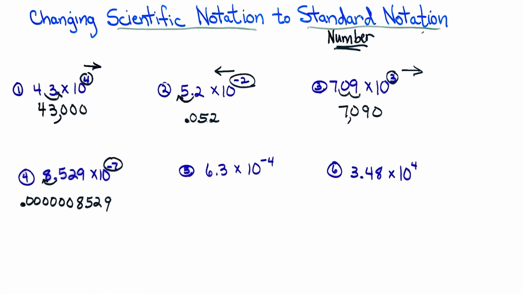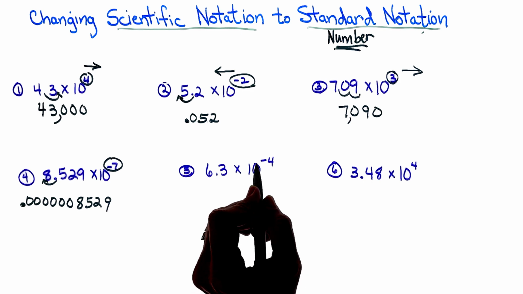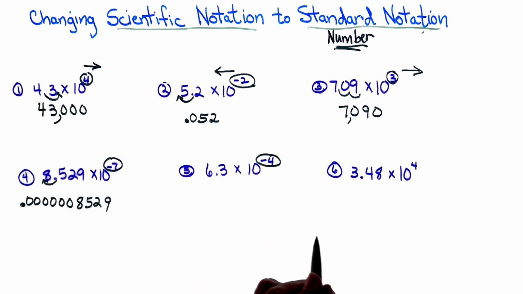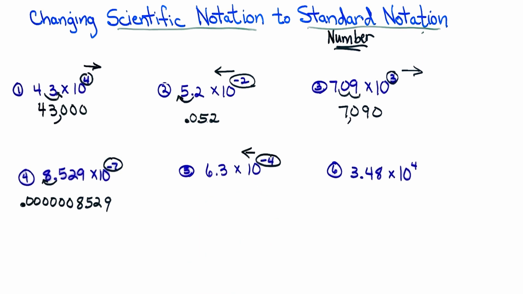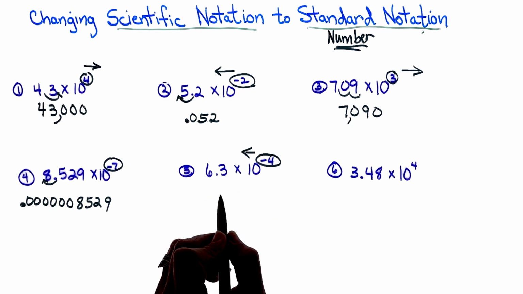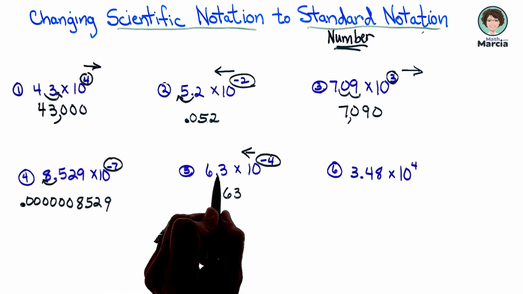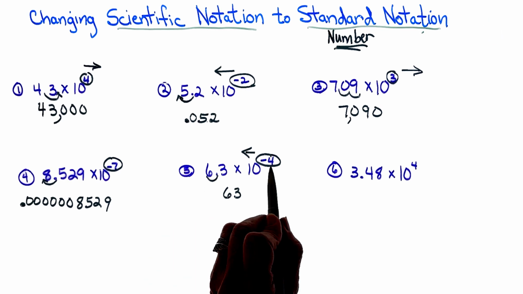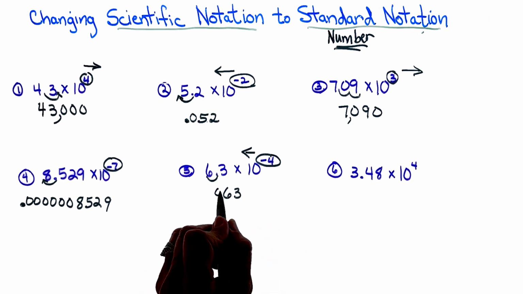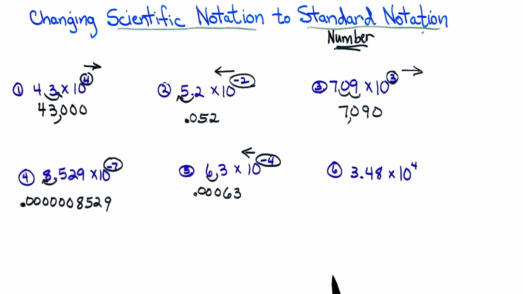Looking at number 5, we have 6 3/10 times 10 to the -4. Again, I do know that that is going to be moving to the left, and I am going to write down my 6 and my 3, and here is 1 decimal place, but I must add 3 more in order to get to 4. 1, 2, 3, and there's my decimal point.